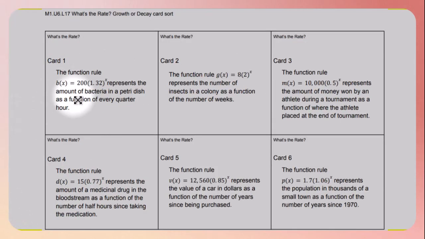All right, here are your cards. If you're watching at home, you're going to have 6 cards. If you're in class, I'll pass these out and then put these in piles, growth and decay, and then sort them in order. Pause the video and do that now. Do that with your partner.